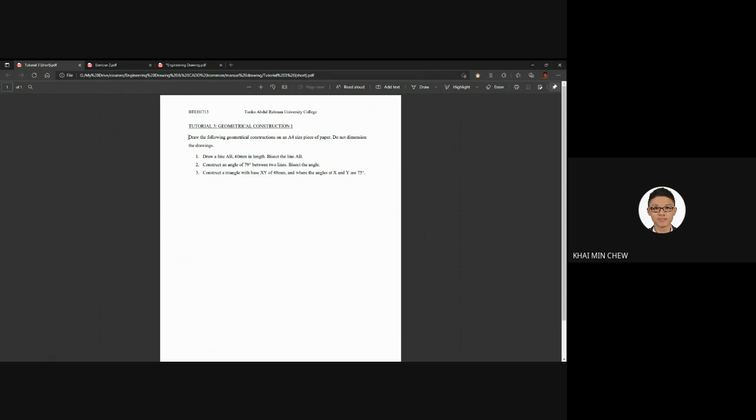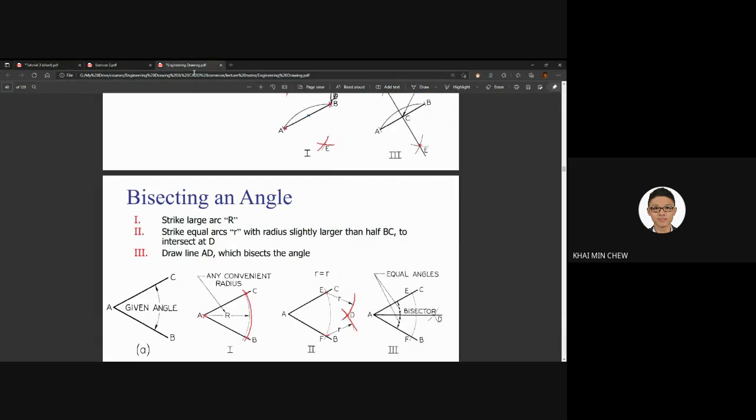Here we've got 3 manual drawing problems. First, we want to draw a line AB, 60 millimeters in length. Bisect the line AB. So just like how we discussed just now, you want to draw a straight line bisecting it, so it's right in the center and it's perpendicular. So use the technique we did just now. Number 2, construct an angle of 79 degrees between 2 lines. So you just make a line, whatever you like, and then you use your protractor and you construct an angle of 79 degrees. After that, you bisect the angle, exactly like how we discussed over here.